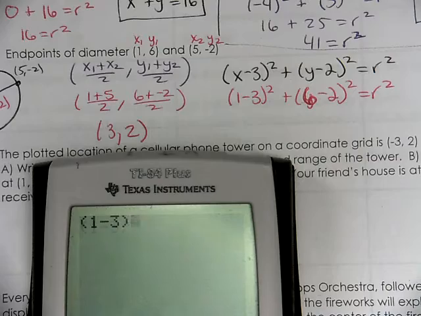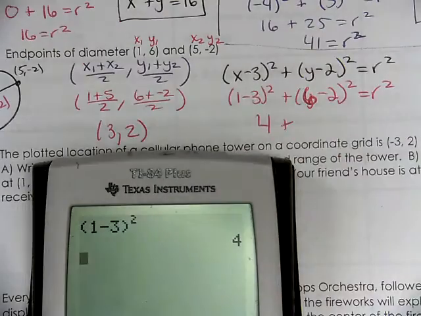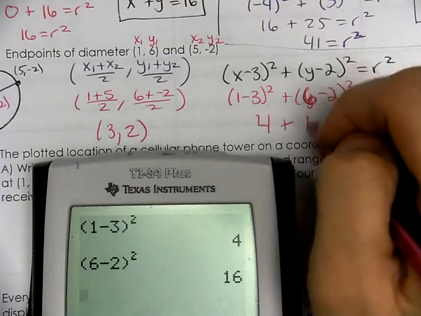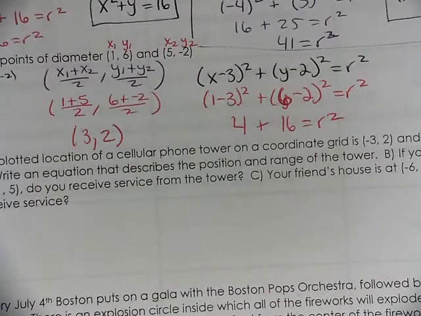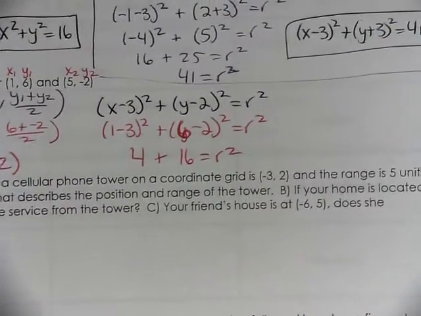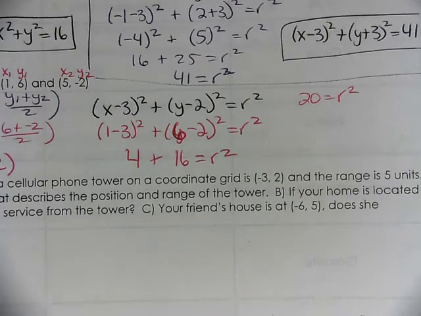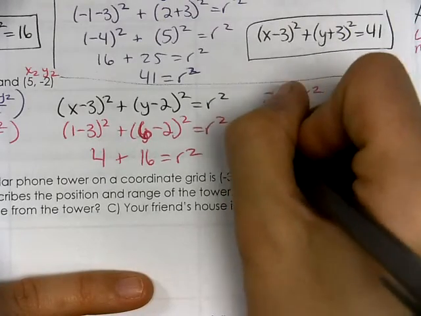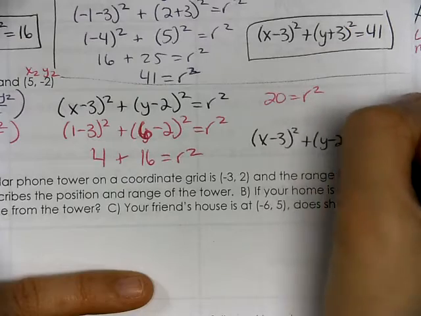One minus 3 squared is 4. 6 minus 2 squared, 16. What's 4 plus 16? 20. And then, so plug it in. X minus 3 squared plus y minus 2 squared equals 20.